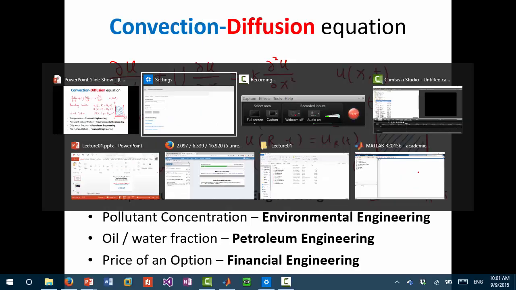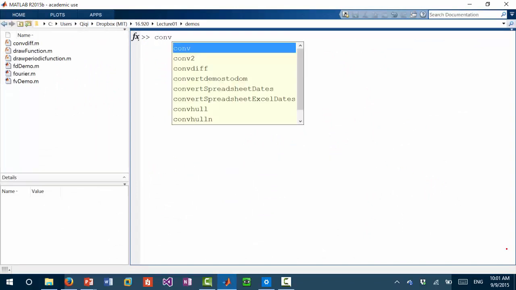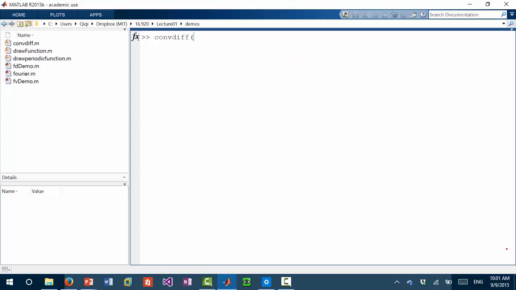So let me switch to MATLAB. Hope I have MATLAB open already. Okay, I think you can see that. I'm going to do a simulation of this convection diffusion equation with a particular u and particular kappa. So let's say I'm going to use u equal to 1.0 and kappa equal to 0.01.